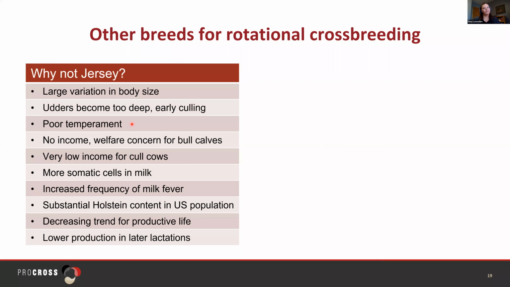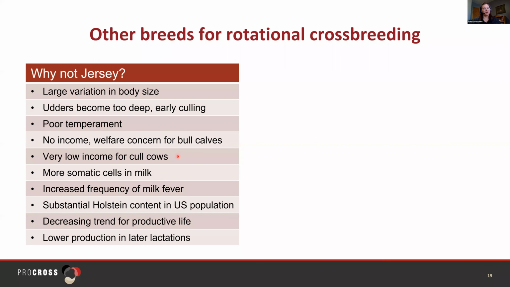They don't necessarily have great parlor manners compared to some other choices. Along with the size issue, their calves are very small, and that's a two-pronged problem because A, you're sacrificing a lot of income from having small calves that aren't very valuable. And so that creates a situation where a lot of people euthanize their Jersey bull calves, which is really a big welfare concern for a lot of countries who are now banning euthanization of young calves.